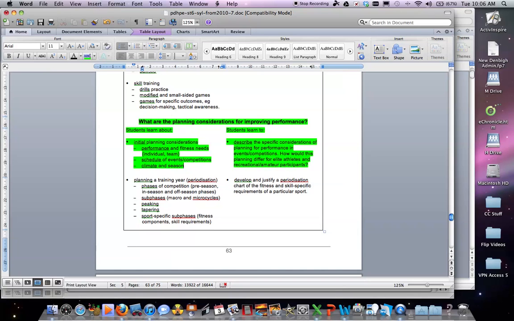The students will learn to describe specific considerations of planning for performance in events and competitions. How would planning differ from elite athletes to recreational amateur participants? So the Board of Studies requires you to understand what the initial considerations are, and then to have an understanding of the differentiation between those considerations for an elite athlete and a recreational athlete.